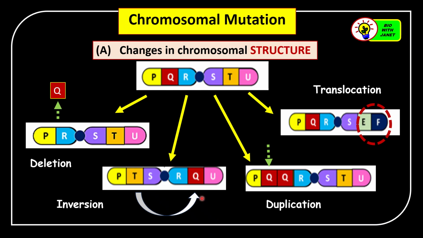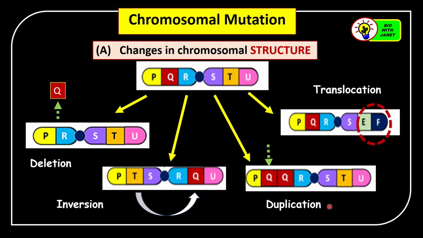The second type is called inversion, where a segment of chromosome is inverted, reversed, or rotated 180 degrees. So instead of PQRST, now it is PT. The segment from behind here has been joined to the P, and now Q is joined to U. So this whole segment has been reversed or rotated 180 degrees.